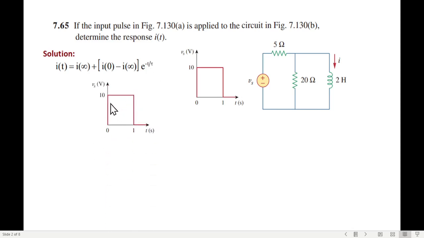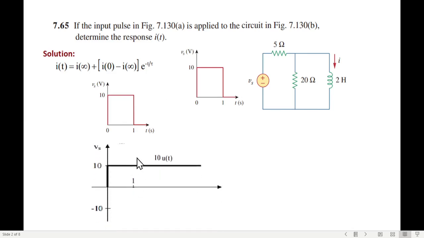Now first of all we have to define this input pulse. How can we write it? We have to write it in terms of the unit step function u(t). If we start a function u(t) like here with the magnitude 10, this will become 10 u(t). But this continues till infinity. We have to end it at 1.